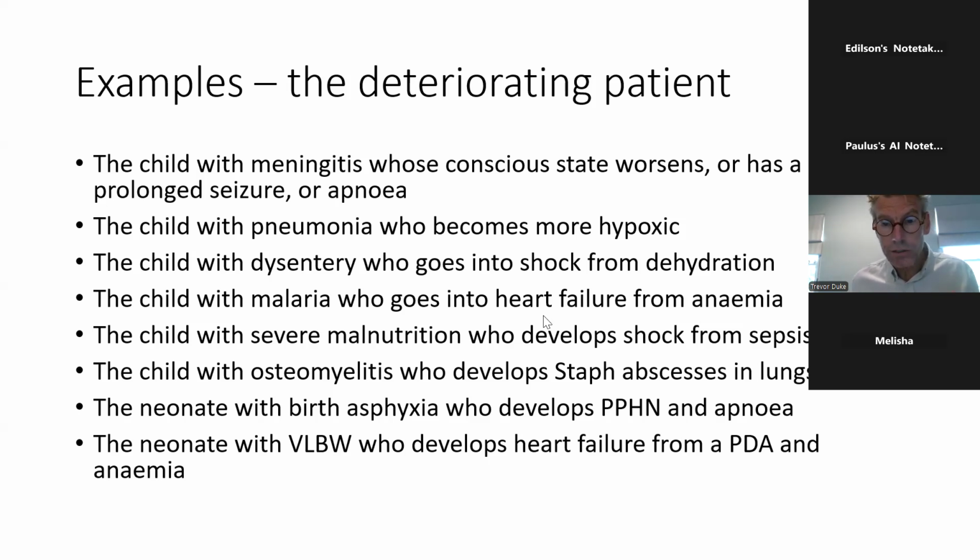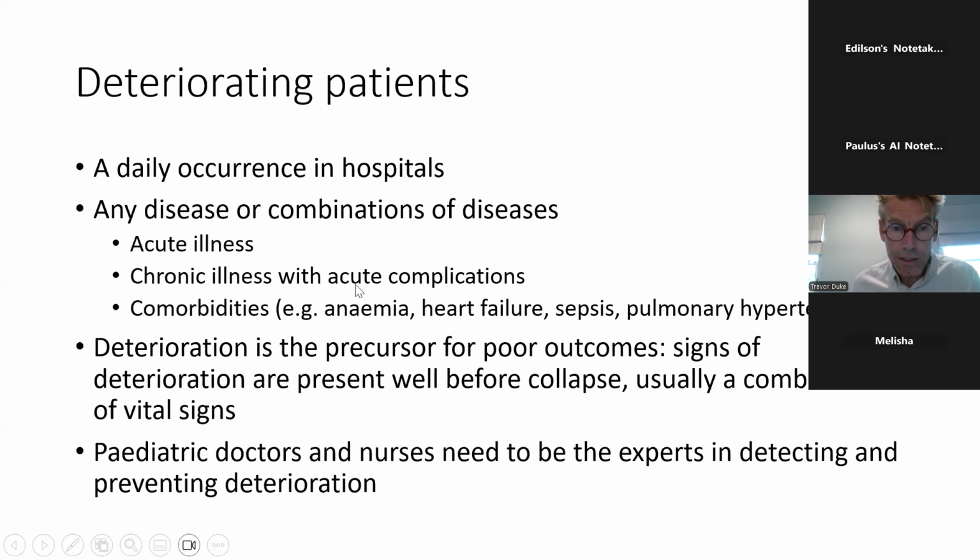But as I say, this is an everyday occurrence in hospitals, and so it's a core skill for pediatricians to be able to identify, prevent, and manage the deteriorating patient. It could be any disease or combination of diseases like an acute illness, or children with chronic disease who have an acute complication, or it might be their comorbidity, such as I've talked about, anemia or heart failure or sepsis or pulmonary hypertension.